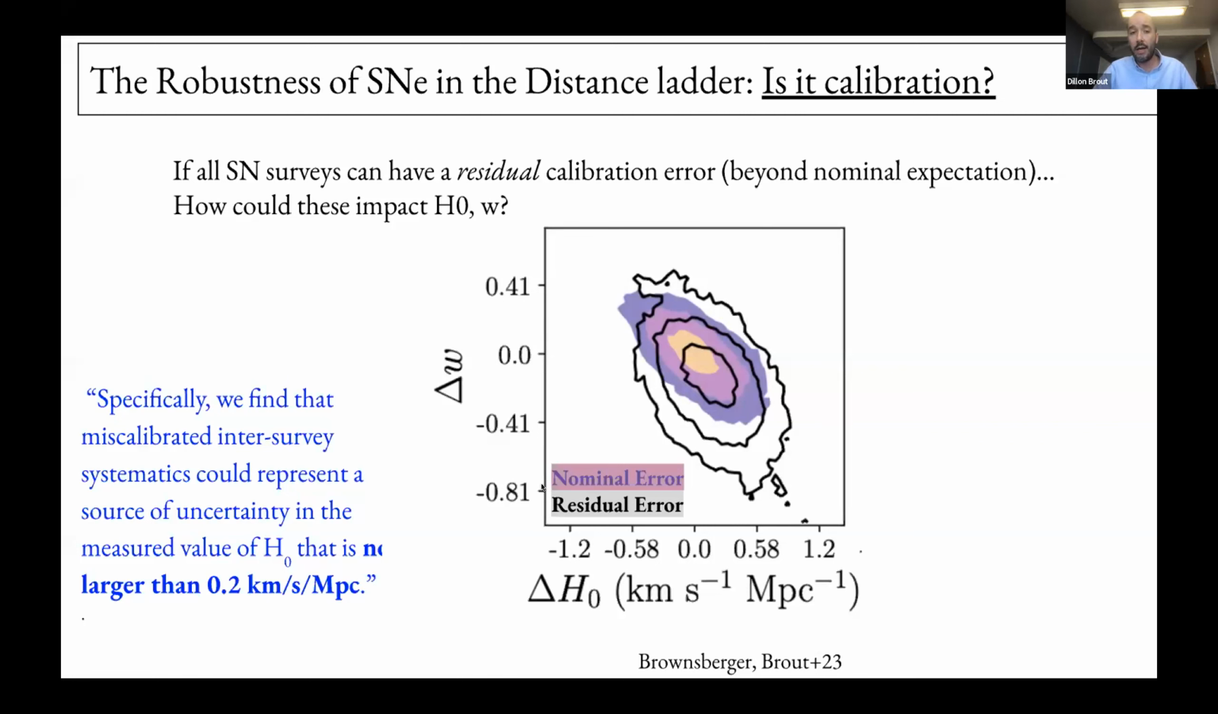Sasha Brownsberger and I led a paper looking at residual calibration errors. These are the kinds of things that could keep a supernova cosmologist up at night. But because we have so many different samples, 18 different samples, basically any one sample or multiple samples being off in calibration doesn't really kill your H0 measurement, although it could hurt your w measurement. If you look at the scale here, H0 measurements are hardly affected.